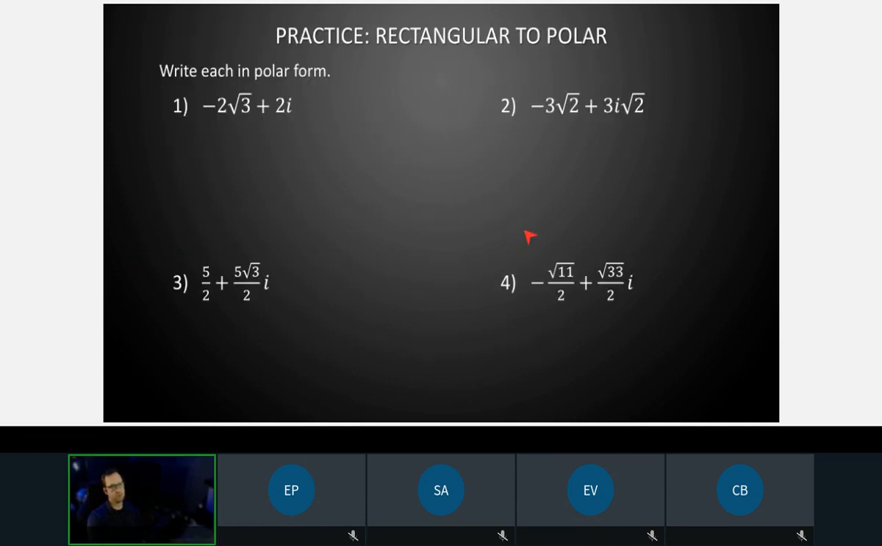All right. So here are 4 examples. We want to write all of these in polar form. Now, did we do this last week? I feel like we did this last week. No, we didn't. Okay. I think I've been doing this so long it all blends together. All right. So we want to convert this into polar form.